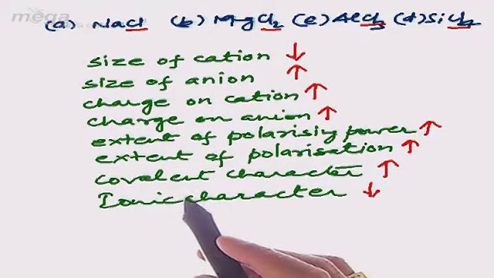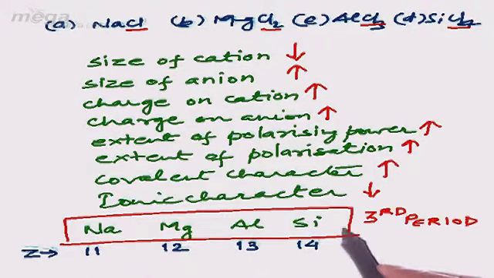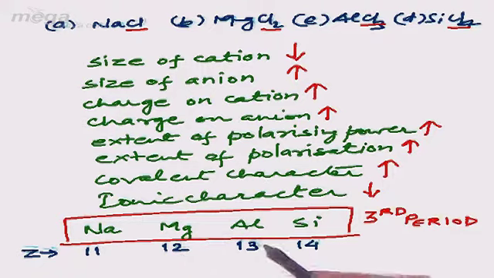In the previous question we found that the cations belonged to the same group of the periodic table, but here we have sodium, magnesium, aluminium and silicon, which are from the third period of the periodic table, and their atomic numbers are, for sodium 11, for magnesium 12, for aluminium 13, and for silicon 14.